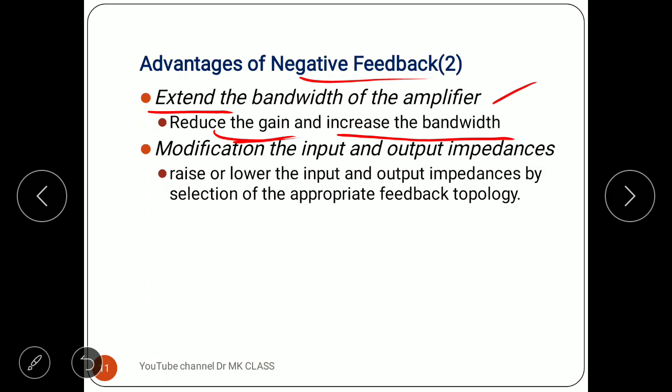Modification of the input and output impedance is also possible. In the previous slide you checked, the input and output impedance variation will happen, input will increase, output will decrease. Raise or lower the input and output impedance by selection of appropriate feedback topology, you can make it.